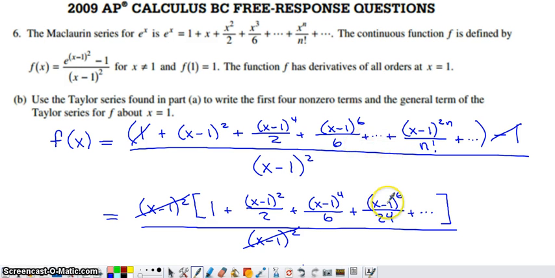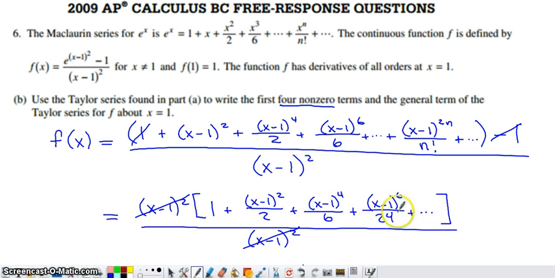I did express one extra term here. I realized that the first term canceled with this, so if I want the first 4 non-zero terms, I'm going to have one more piece represented, since this first piece canceled with that minus 1 at the end of the numerator in the function f. And so I just applied this rule right here to the n value of 4.